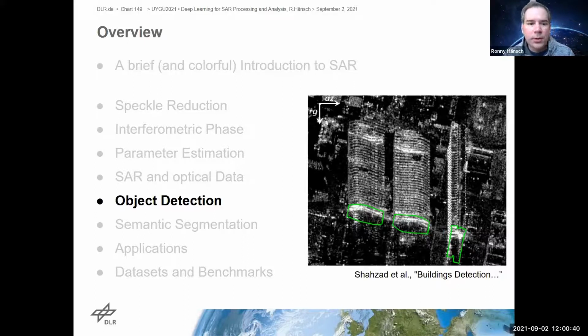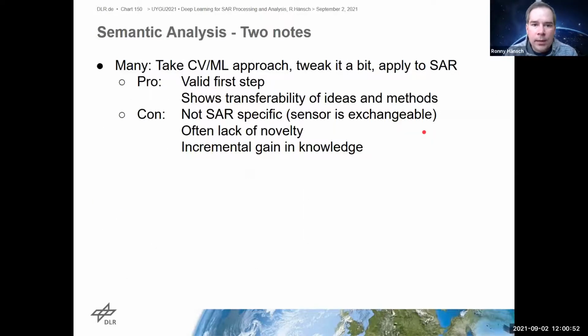Okay, if there's no other question, then we come towards the next section. That is now really doing semantic analysis of SAR images. Before I go into that, I want to make two notes. The first thing is a lot of papers you will find doing semantic analysis of SAR images with deep learning take a standard computer vision or machine learning approach, they tweak it a little bit, and then they apply it to SAR. So there is no novelty, no real adaptation of the method towards SAR.